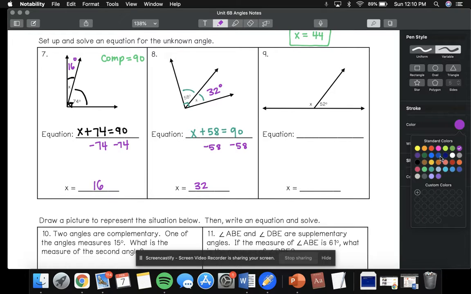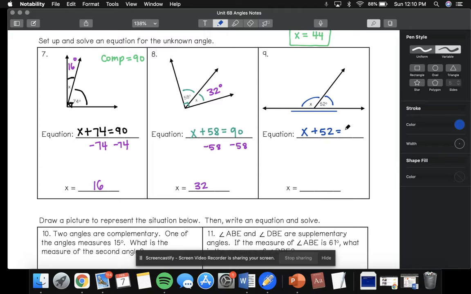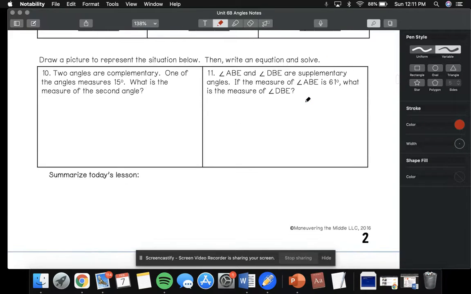All right, now you guys are going to try this one. Okay. I notice this straight line. So I have an unknown angle plus 52 degrees has to equal a straight line of 180. So then I'm going to take out 52 from 180, and I would get 128. So this missing angle is 128 degrees.